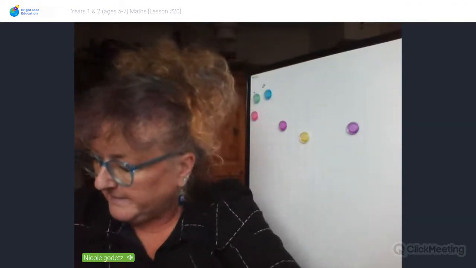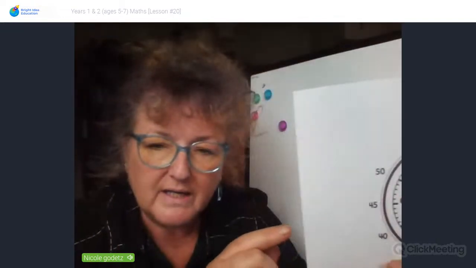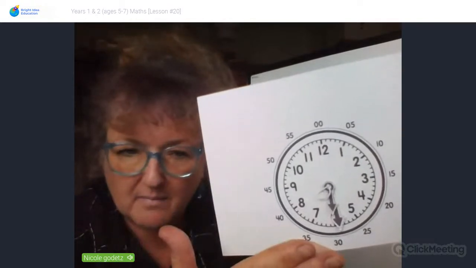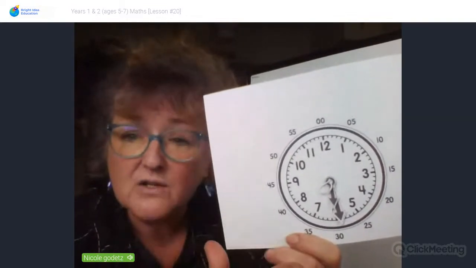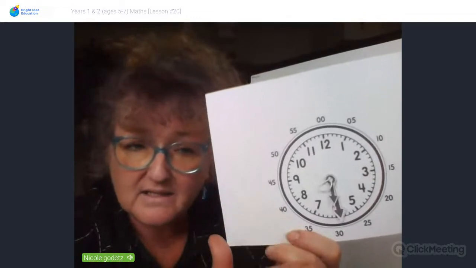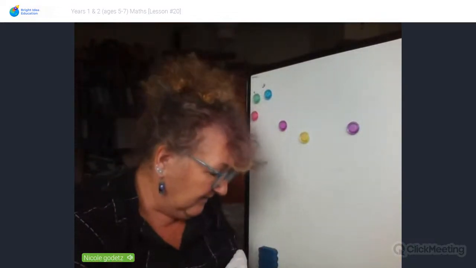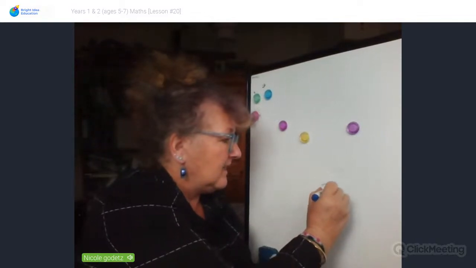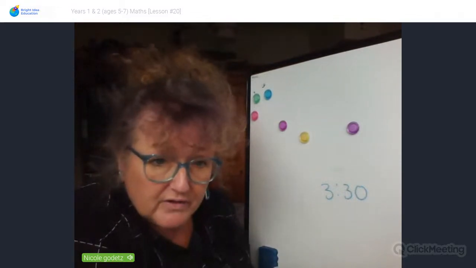I've got a clock face here that shows us the minutes. When we are looking at digital and analog time, with analog we need the hands to tell us what the hour hand is pointing to and what the minute hand is pointing to. For digital time, it just tells you the numbers. You're not looking at the hands at all. So if a clock is showing 3:30, you do not need the clock hands. It just shows you 3 hours and 30 minutes. So we can say half past 3 or 3:30.